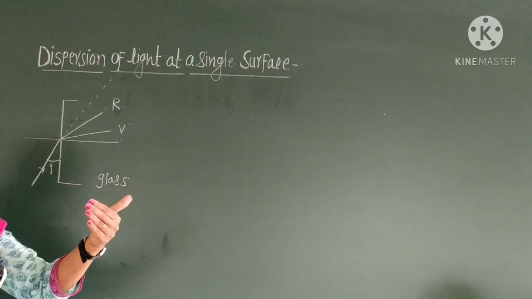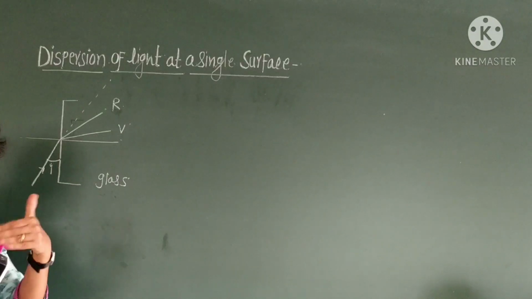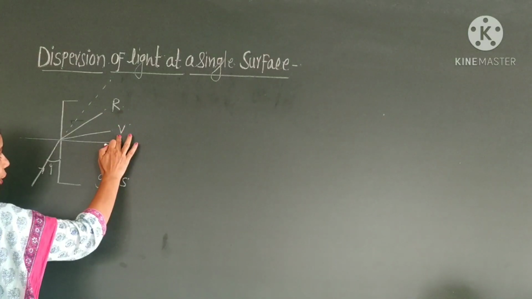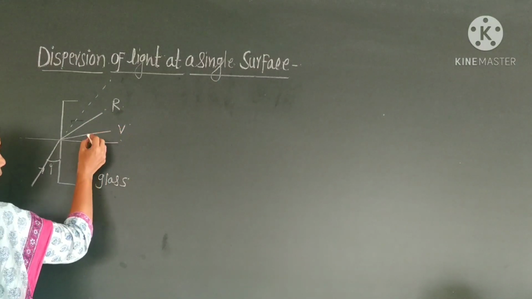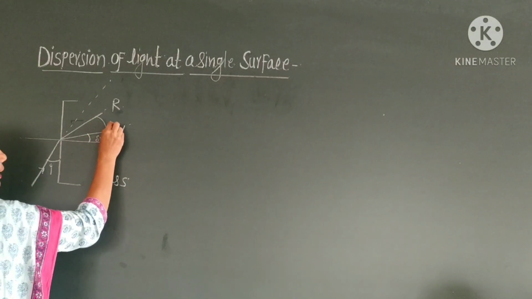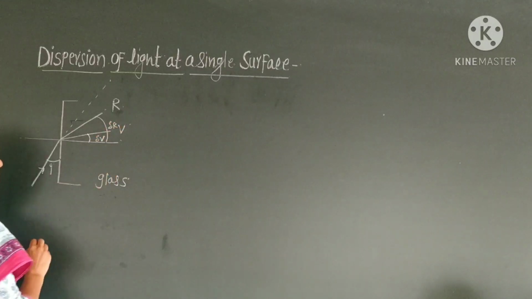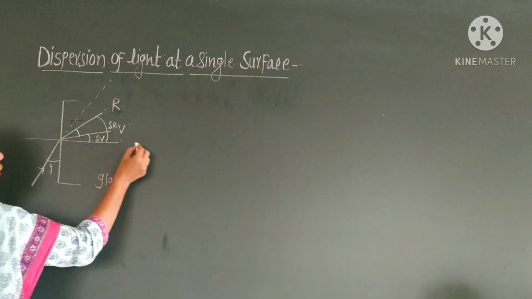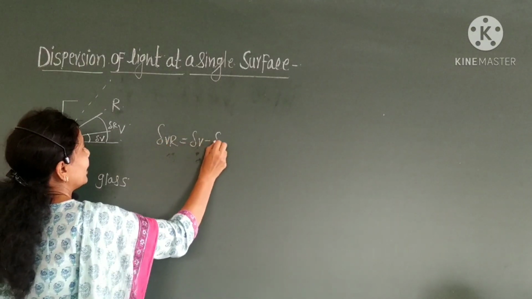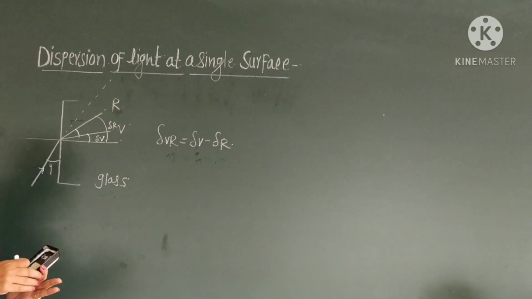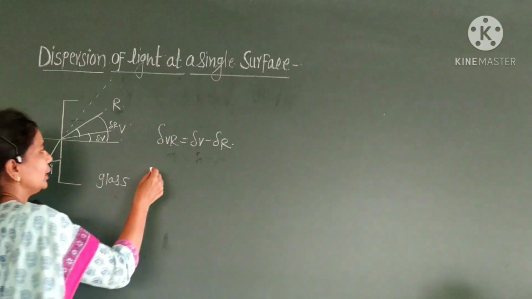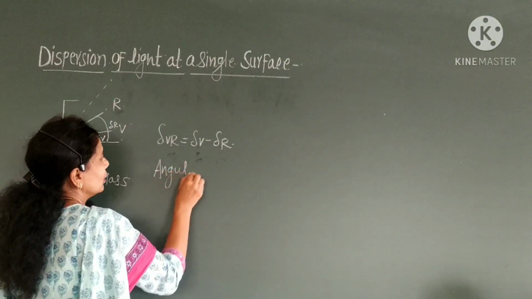Then there is the phenomenon of angular dispersion, and we have to obtain its expression also. See, this is the red color and this is the violet color. Okay, then what is the value of this? This is δV and this is δR. Okay, and then what is this value? This value δVR is equal to δV minus δR, of course. It means the deviation that has occurred is measured in terms of an angle, and therefore it is called angular dispersion.